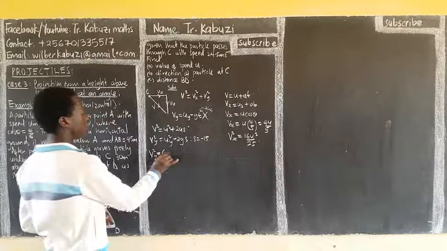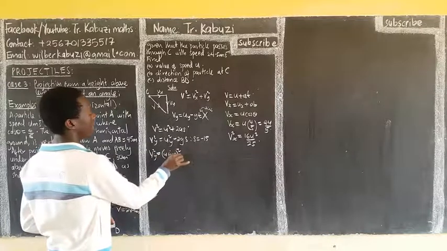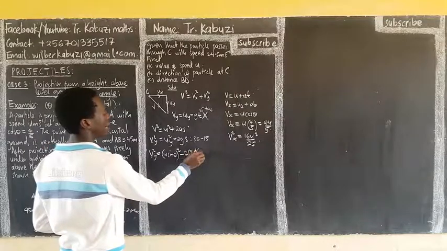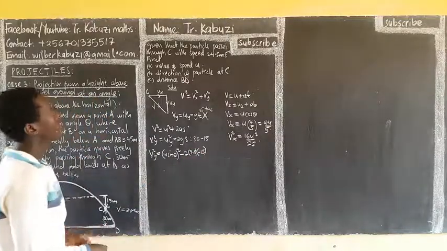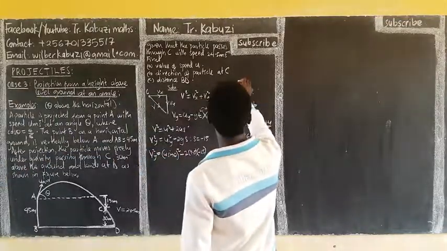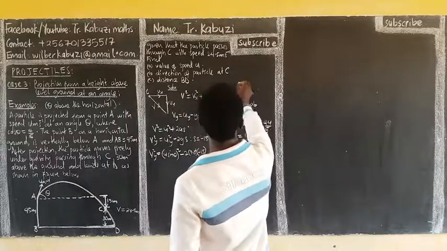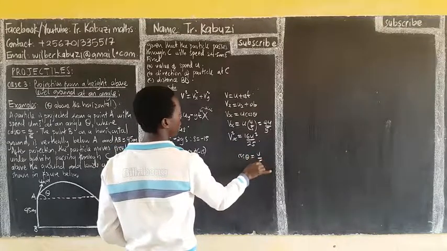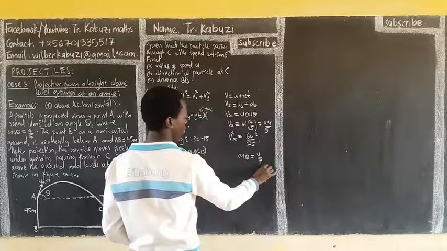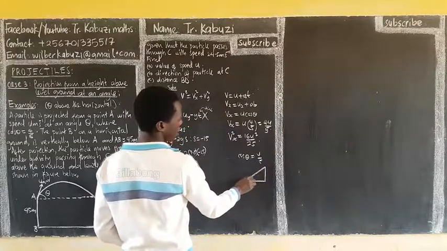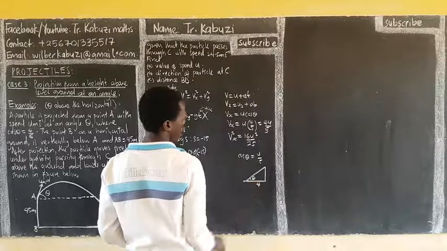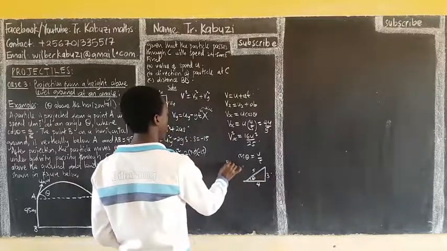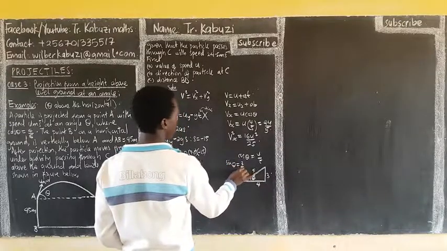So putting it here, Vy squared will be equal to Uy squared, where Uy is U sin theta, then minus 2 into 9.8 into negative 15. But how do I get sine? Remember, they told me that cos theta was 4 over 5. If I draw a right-angled triangle, with theta, the adjacent is 4 and the hypotenuse is 5, so the opposite is going to be 3. So our sin theta is going to be 3 over 5.